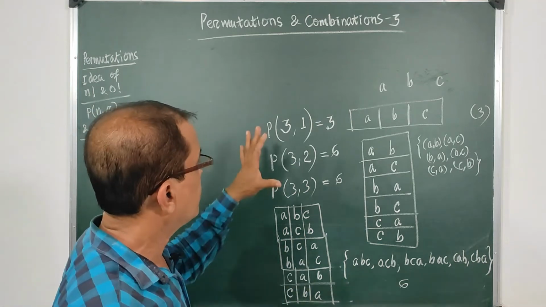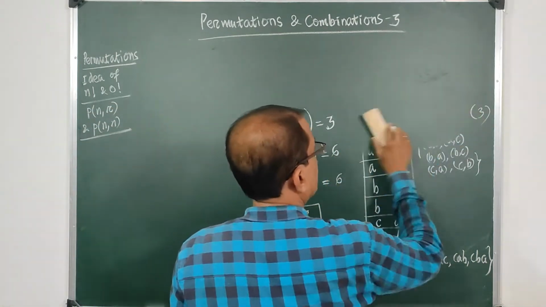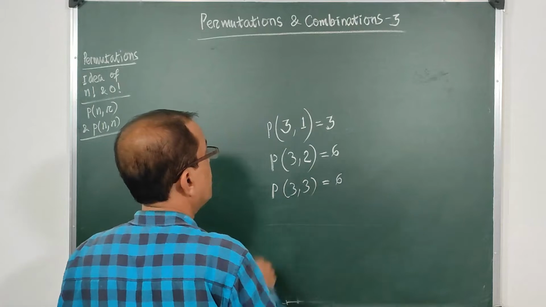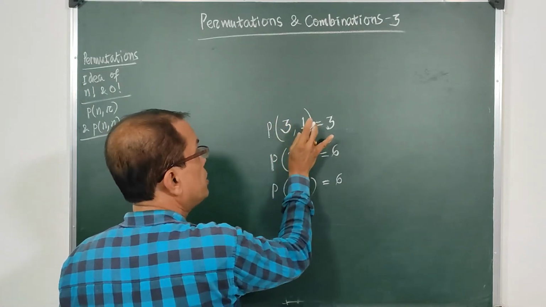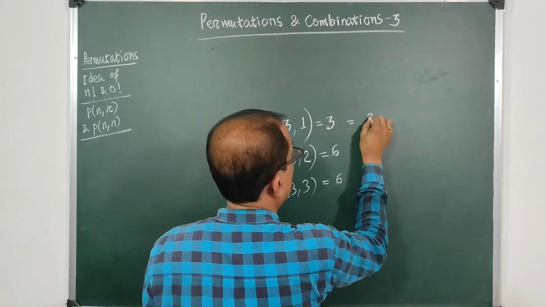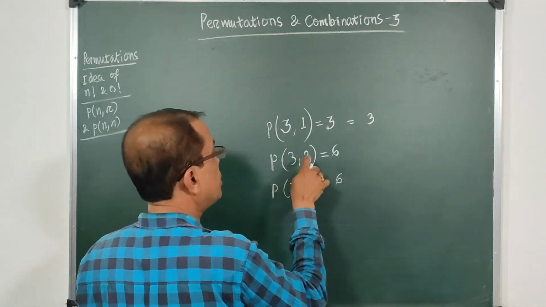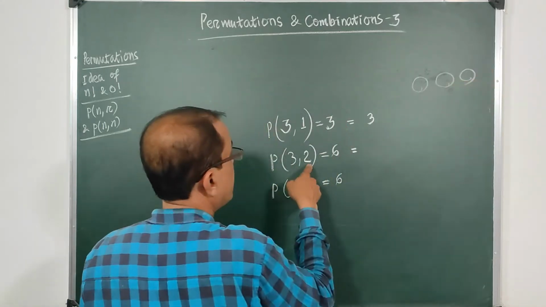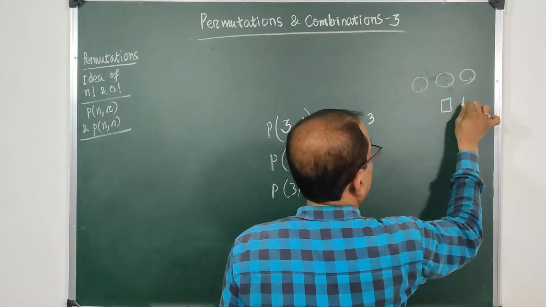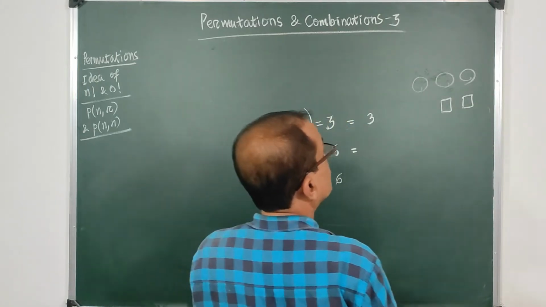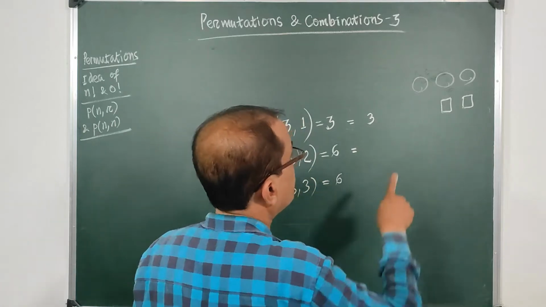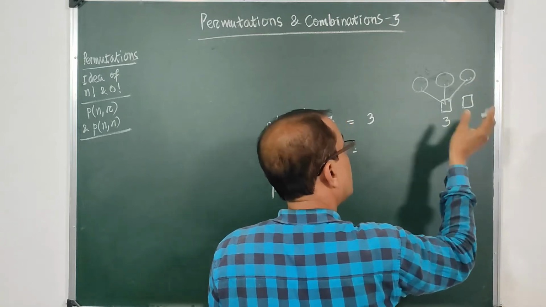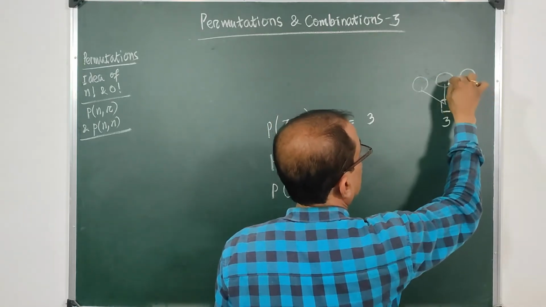So can we find the same in another way? Can we look at the same solution in a different way? When I take permutation of 3 things taking 1 at a time, this becomes 3. When I take permutation of 3 things, there are 3 things and I am taking 2 at a time. So I have 2 places. For the first seat, I have 3 choices. And when I have already chosen 1, then 2 are left. So there will be 2 choices here.